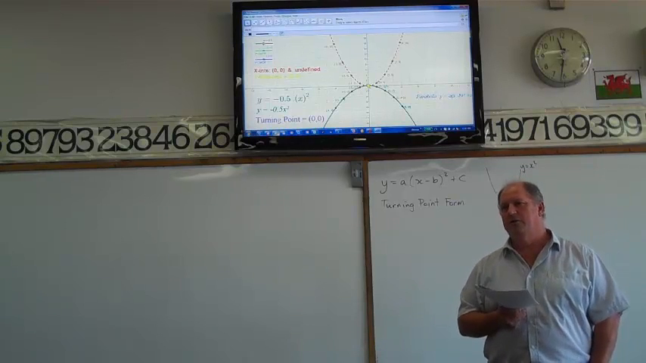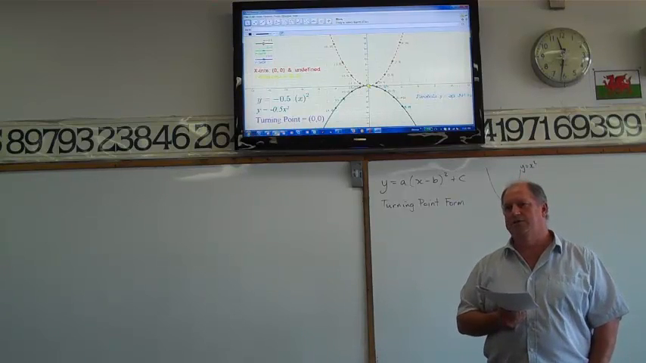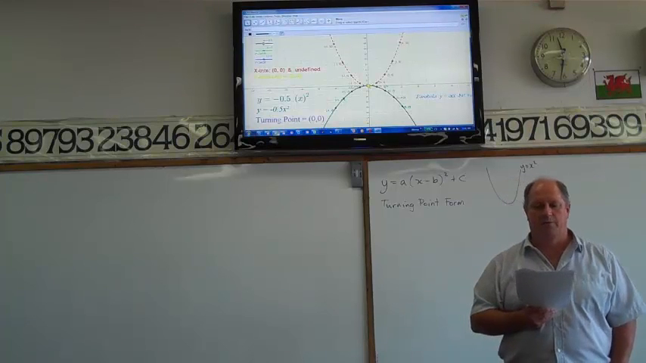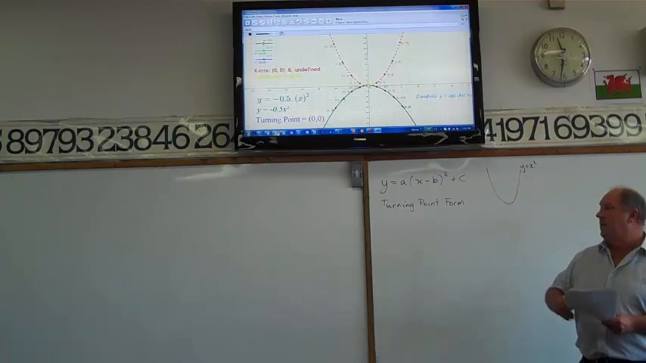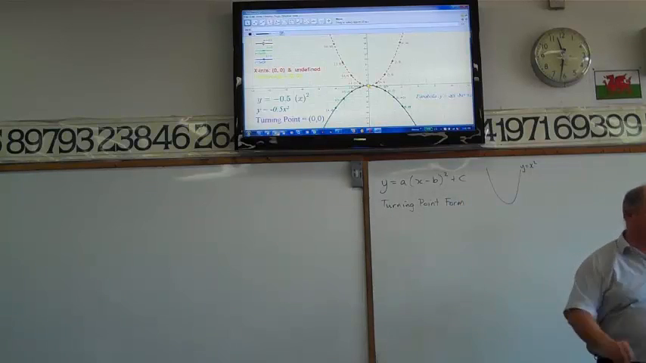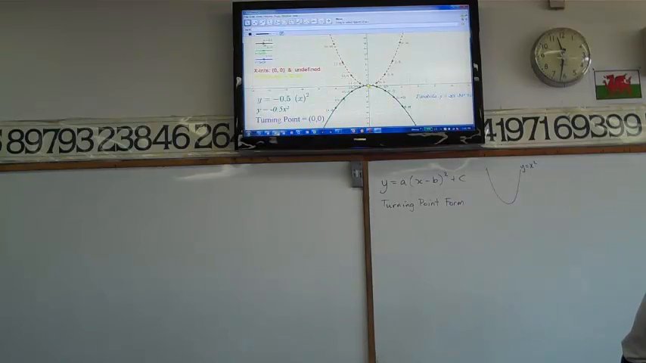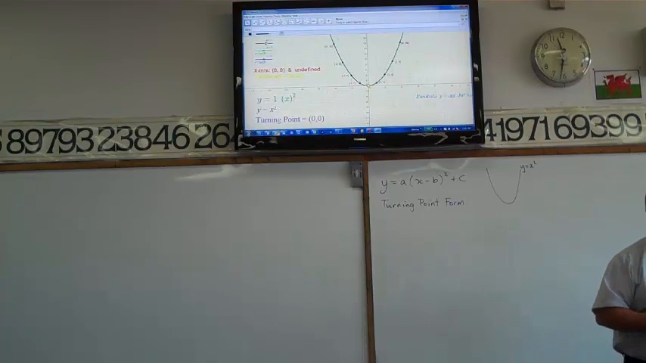Next thing we're going to do is the investigating of C. You'll see at the top. Now C, I said before, is the number that's added on the end. So the first thing I'm going to do is go back and put A back at 1. So we start with the basic graph.